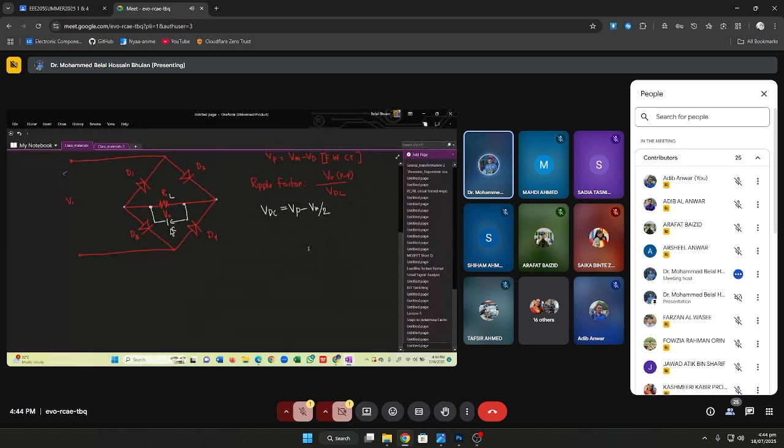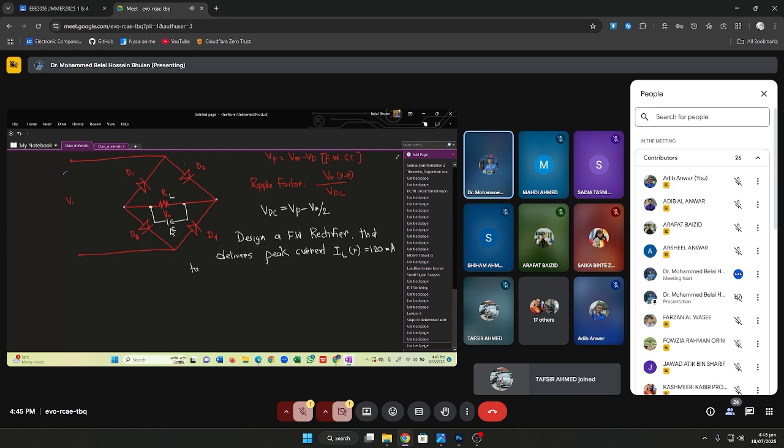Next, let's solve a problem. Let's consider that we have to design a full wave rectifier that delivers a peak current of IL peak equals 120 milliampere to a load resistor RL.